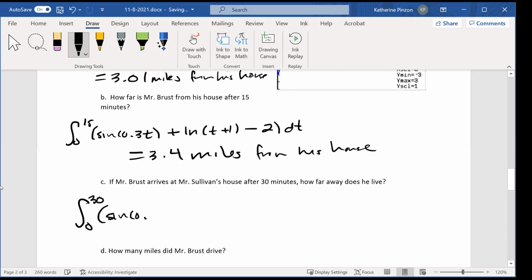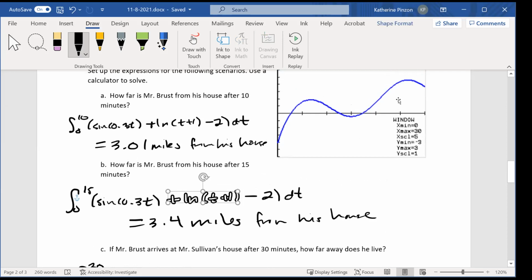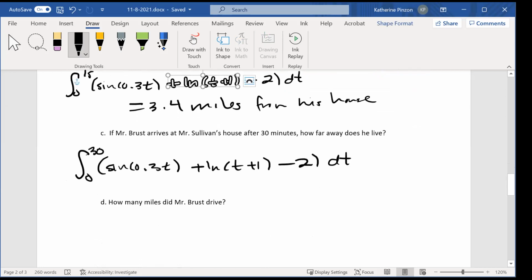So the integral from 0 to 30 of sine 0.3t plus natural log of t plus 1 minus 2 dt. So I'm going to change that to 30. We think it's going to get much larger, right? Because in this graph, a lot of the area happens here at the end from 20 to 30. $22.82.